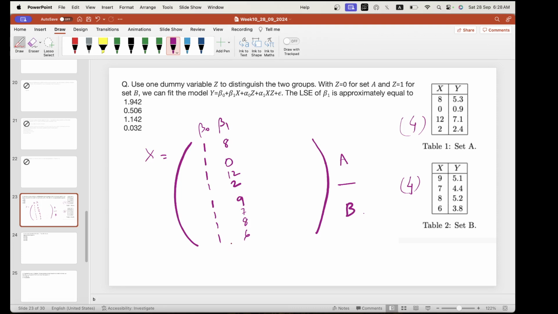Okay, so beta 1 and beta 2 is fixed. Now we'll jump to alpha naught. So alpha naught into z will have value 1 only where z equal to 1. So z equal to 1 for set B. So we are going to have this as 0, 0, 0, 0 and 1, 1, 1, 1.